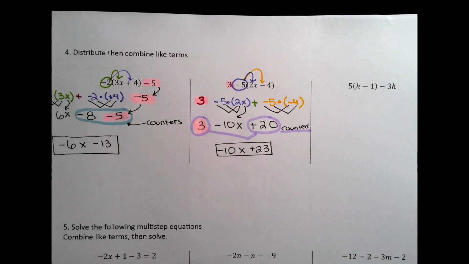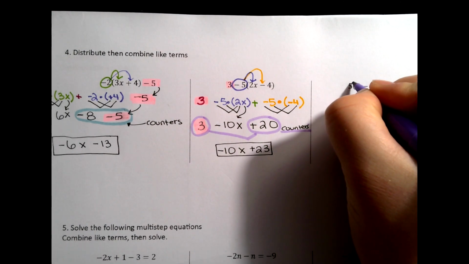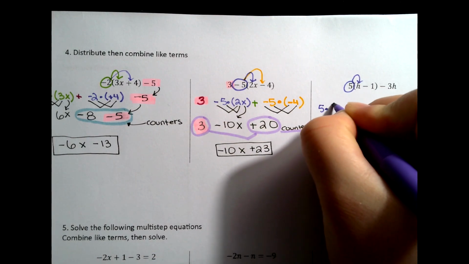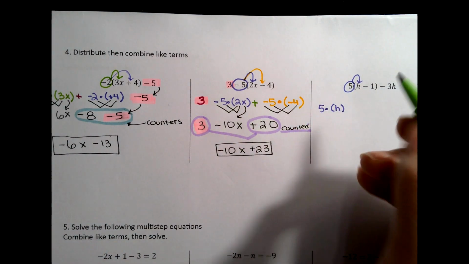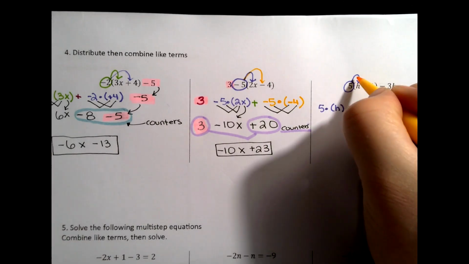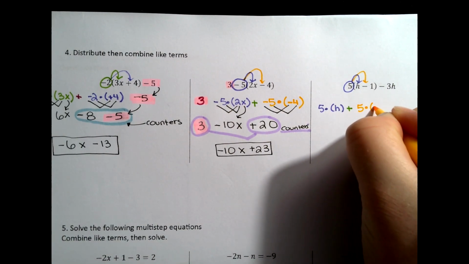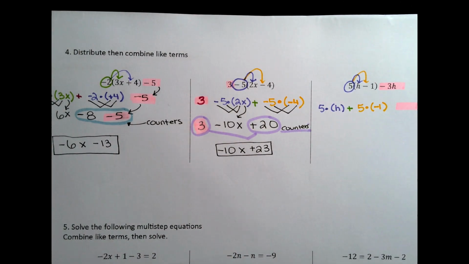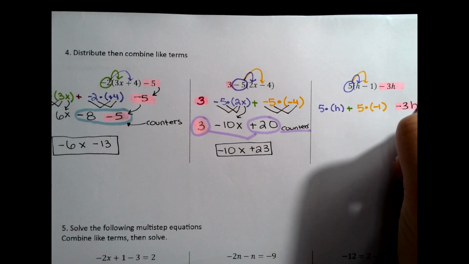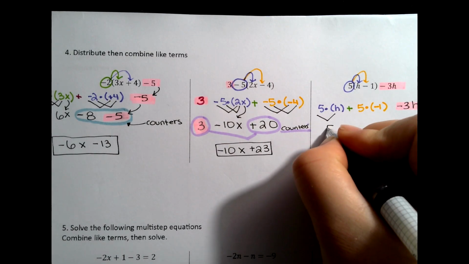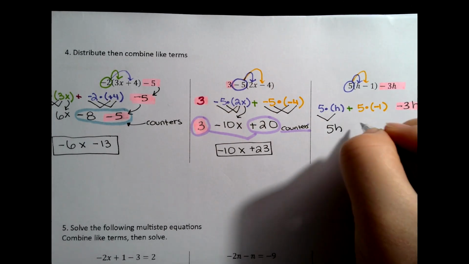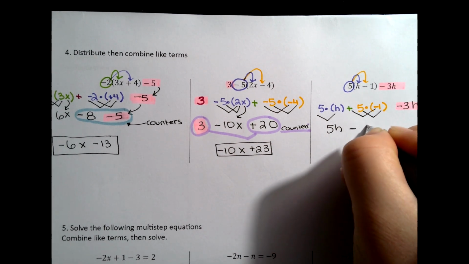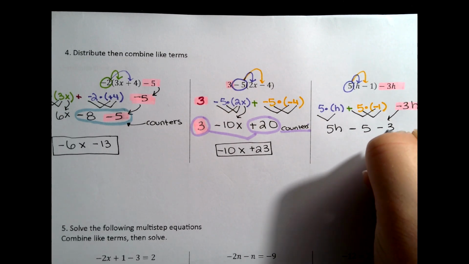Okay, moving on. We have a 5 here. We're going to bring that 5 that's touching the parentheses onto H. 5 times open H close. And we're going to bring that 5 onto this -1. 5 times open -1 close. We do have this -3h here, so we're going to bring down the -3h. We're going to multiply 5h by just writing it next to each other. Positive 5, negative 1, so positive, negative, negative. 5 times 1 is 5. Bring down the negative 3h.